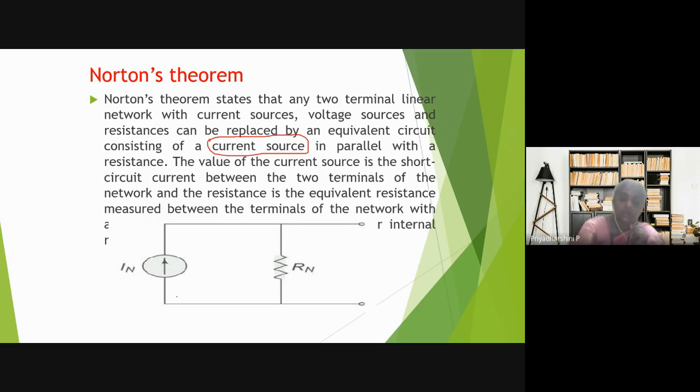So it is the same thing, Thevenin's and Norton's. The only difference is that there the equivalent circuit consists of an equivalent voltage source and an equivalent resistance in series. But here it is an equivalent current source with the resistance in parallel. So this is called the Norton's equivalent circuit: Norton's current, or equivalent current, with the resistance in parallel with it.